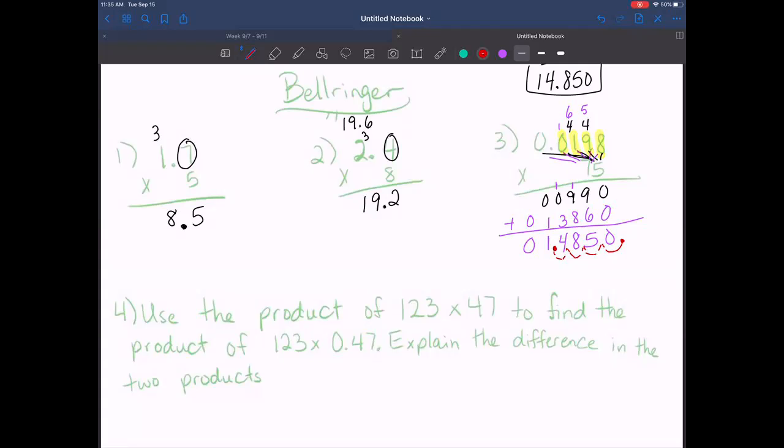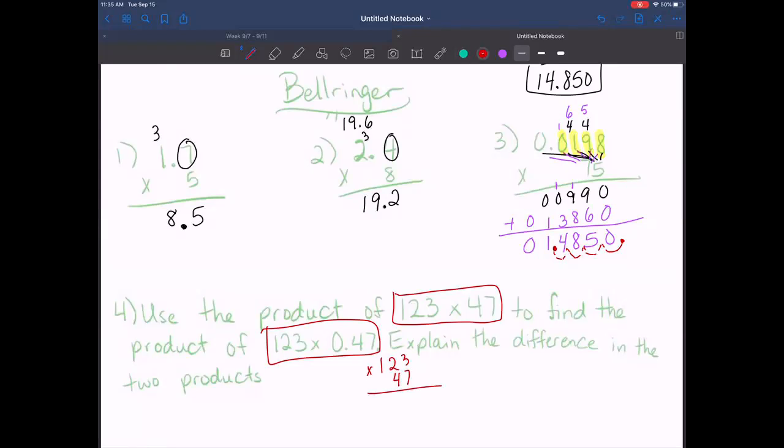Okay. Any questions on these first 3? Yes, no, maybe? No. Okay. So the last one says, use the product of 123 times 47 to find the product of 123 times 0.47. So to do that, I'm just going to multiply the first set, right? So I'm going to do 123 times 47.